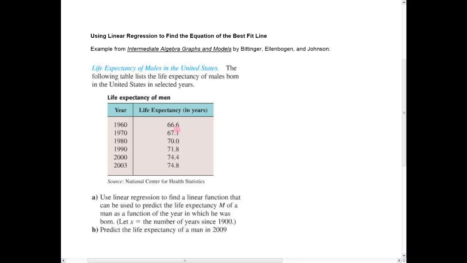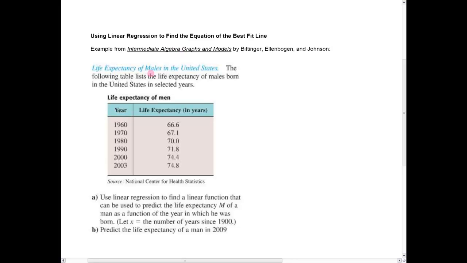But what if I have a whole bunch of points that aren't necessarily all exactly on a line? There are some statistical formulas built into graphing calculators that allow you to find the line that best fits that data. So here's an example taken from Bittinger, Ellenbogen, and Johnson's Intermediate Algebra Graphs and Models textbook.